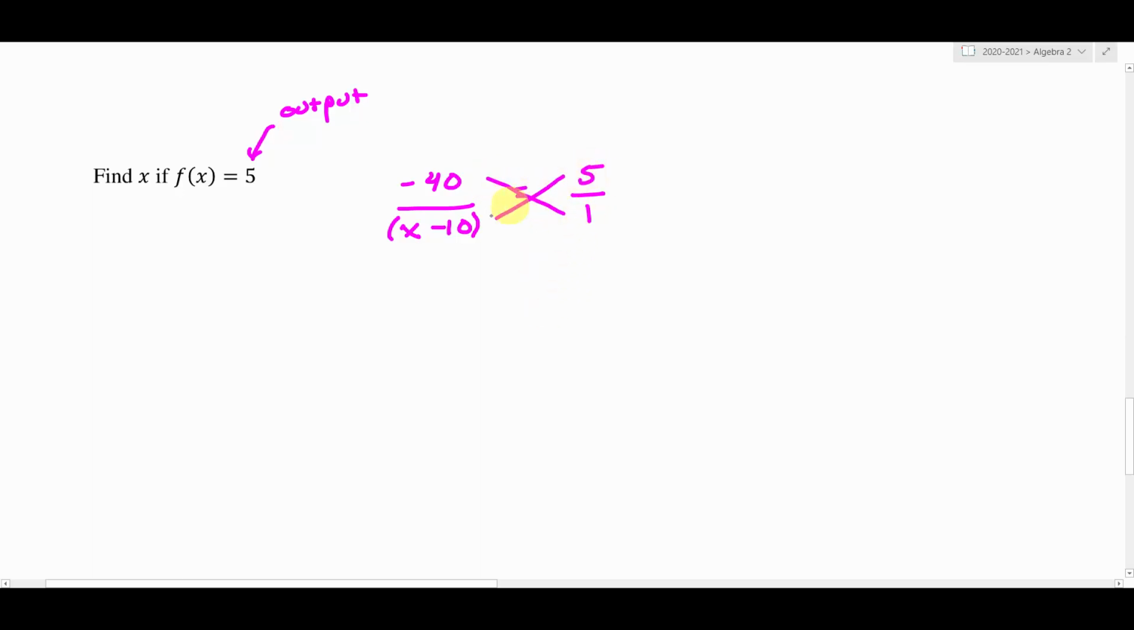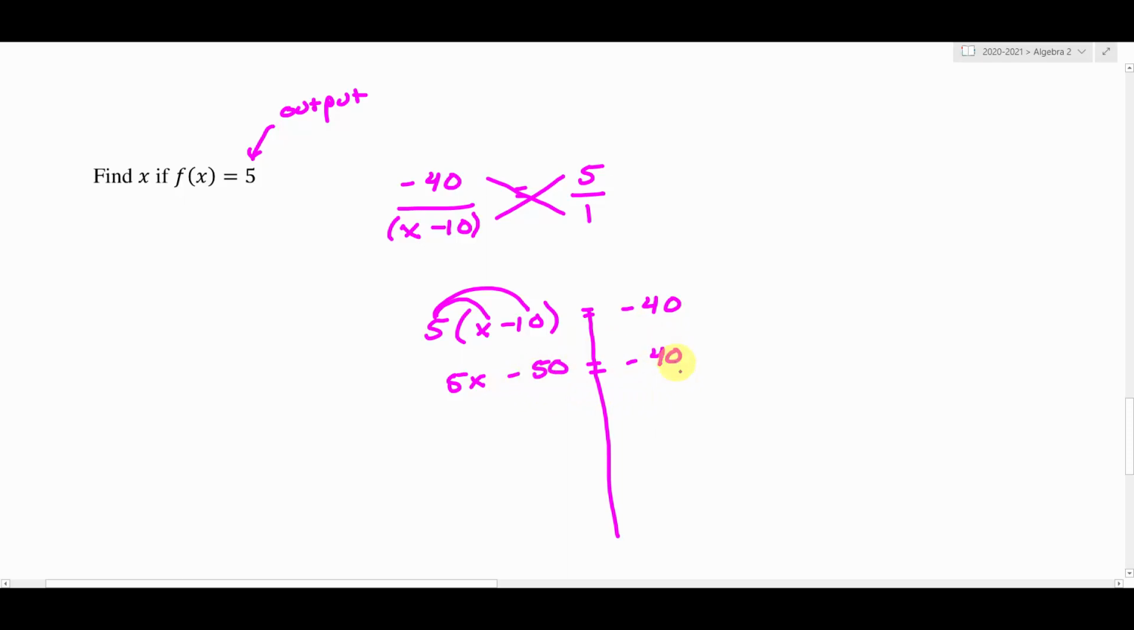So when I do 5 times x minus 10, I get 5 parentheses x minus 10, and then I got negative 40 times 1, so I just get negative 40. Now this is my new equation after I use cross multiplication. I'm going to draw my dividing line, and I'm going to start solving. First thing I'm going to do is distribute. So 5 times x is 5x. 5 times negative 10 is negative 50. And then I still have a negative 40 over here.